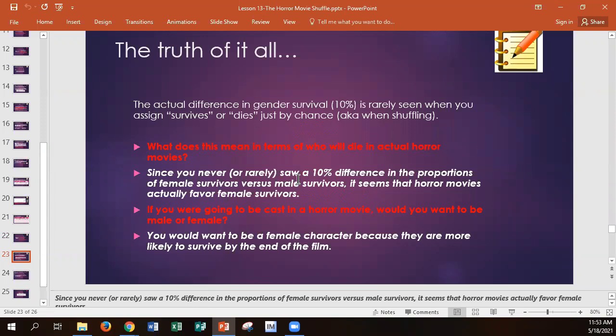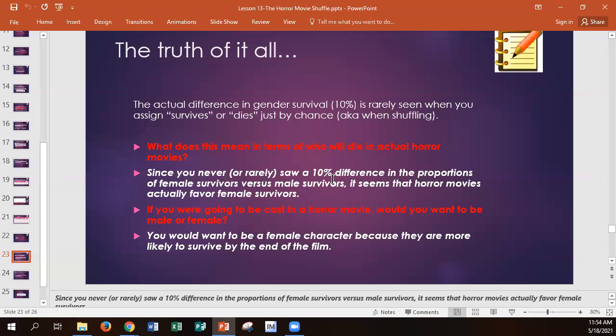So what we're going to notice is this. We didn't see 10% a lot, huh? In our differences, we saw 0.09, we saw 0.06, but we didn't really see a lot of 0.1s or anything close to that. So what this tells us is that the 10% survival of women more than men is actually not by chance. It is a bias in horror movies that the females survive more than the males by 10%. Okay. So this difference in gender survival, since we rarely saw it in our shuffles, then we can say that it's not going to be by chance.